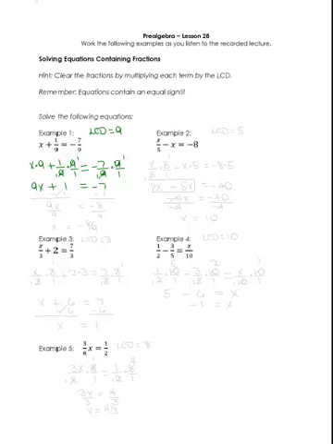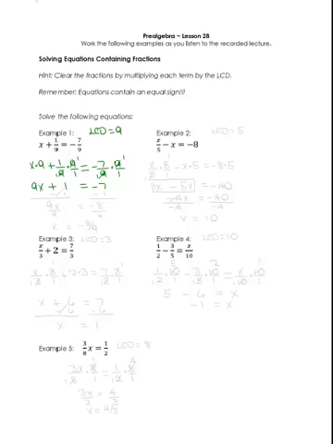Now, when you do this process and you clear the fractions, if you do not end up with all whole numbers at this point, you've made a mistake. You might as well scratch the problem out and start the thing all over, because clearing the fractions means that after we clear them, we have all whole numbers in our problem.